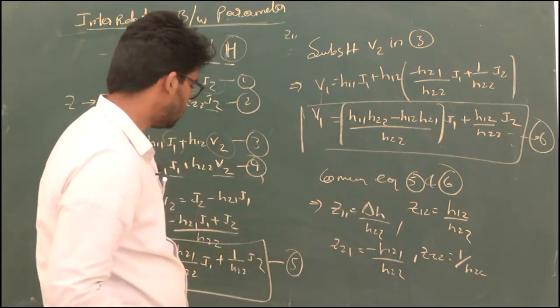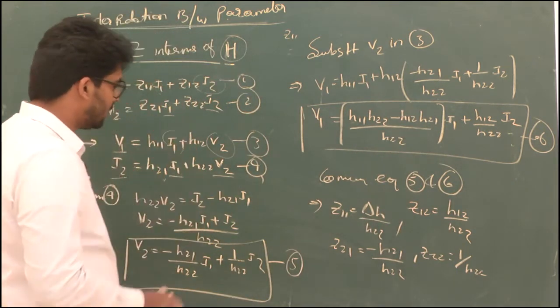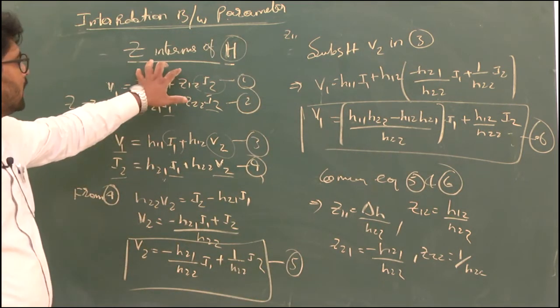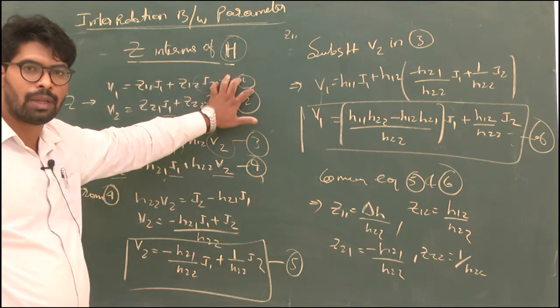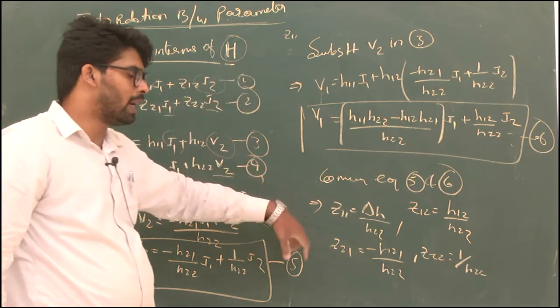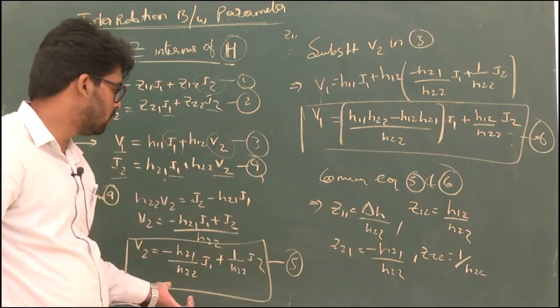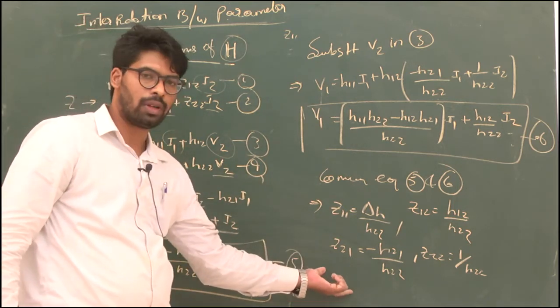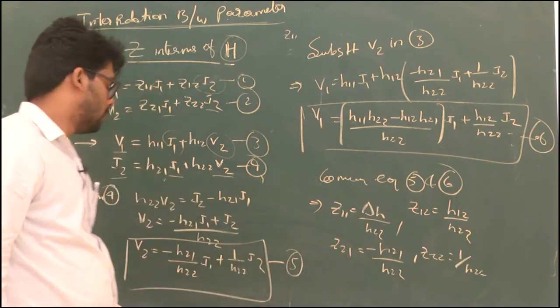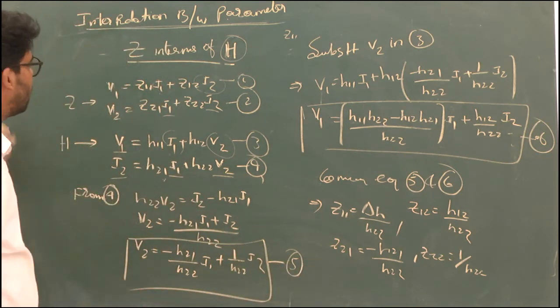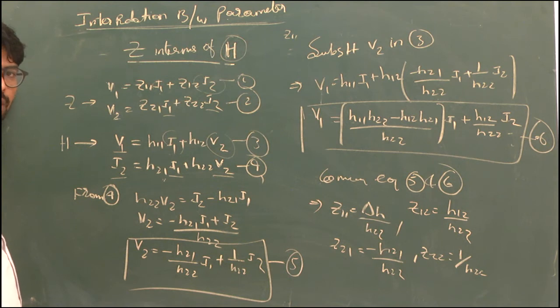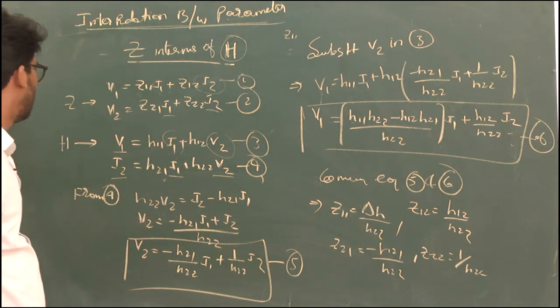So this is the representation of Z parameters in terms of H parameters. For any circuit, if you find H parameters and want to find the Z parameters, you can use these four equations. Now we'll move to the representation of Z parameters in terms of ABCD parameters.